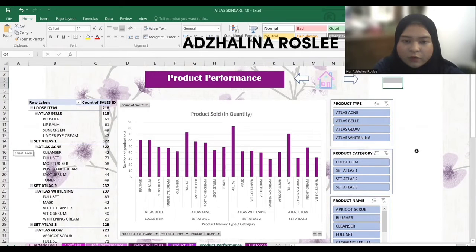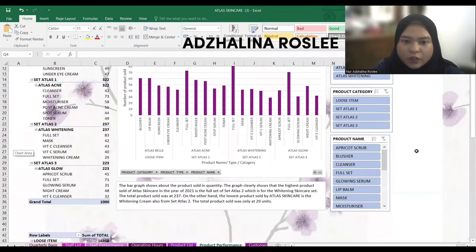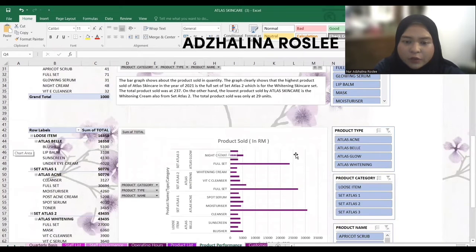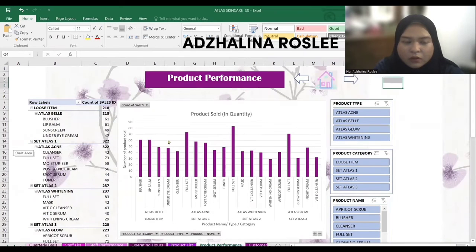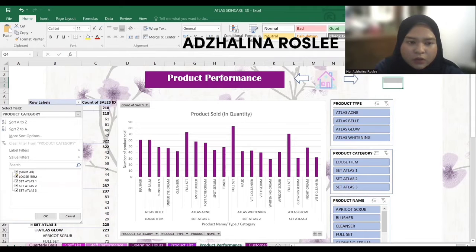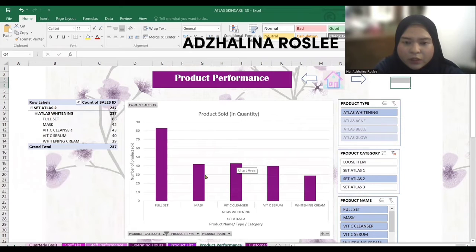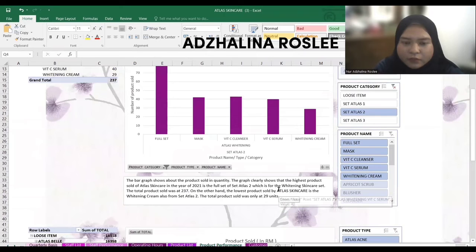In product performance, we have 2 graphs, which are production quantity, and another one is the production in ringgit measure or RM. We use a pivot table to produce this graph, and on this side we use a slicer. If you want to know the production for a certain set, you can just select all and then choose whatever Atlas set you want. For example, you choose set Atlas 2 and then you click OK. And then the graph will automatically change according to which set you chose just now.